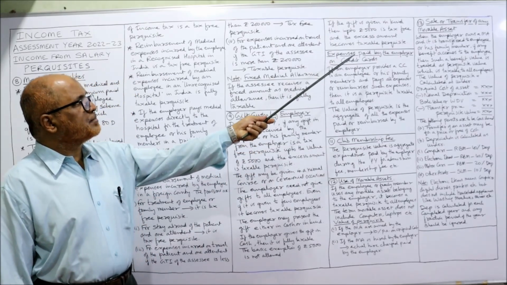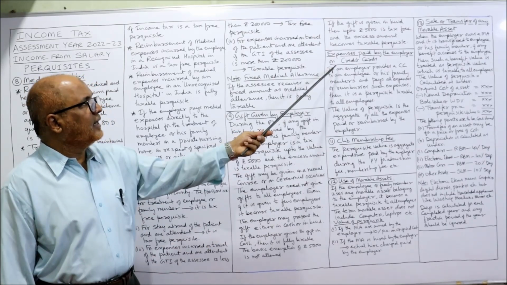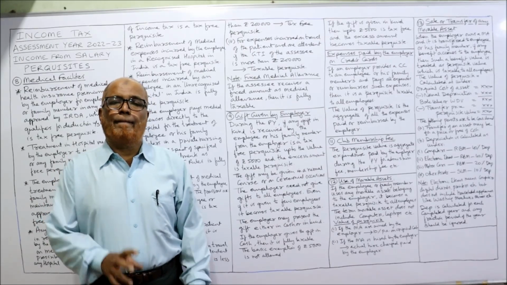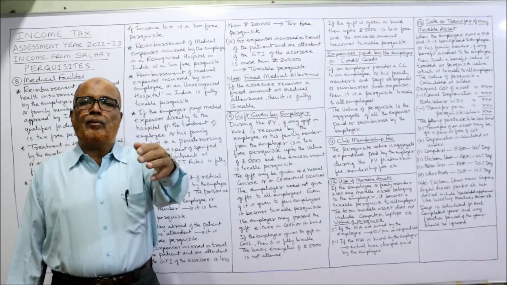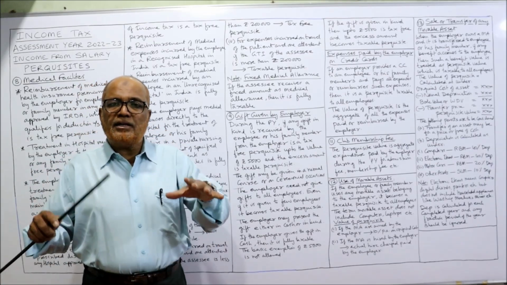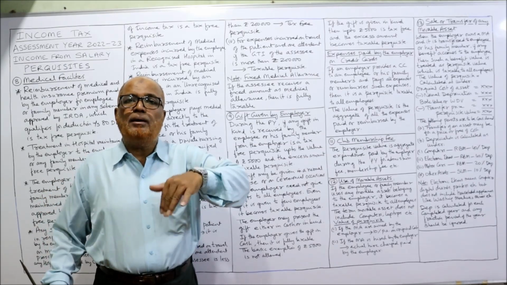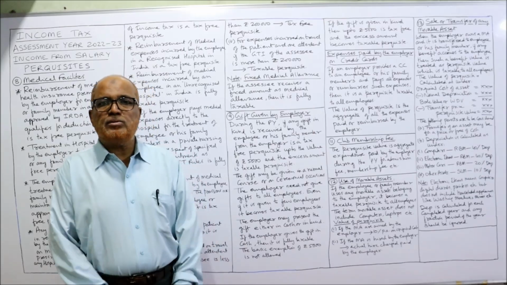Now, expenses paid by the employer on credit card. This is the 10th point. The 9th point we have completed. Sometimes a credit card will be given by the employer to the employee or family members, or the credit card is used by the employee or family members and reimbursed by the employer. Then it is a taxable perquisite.